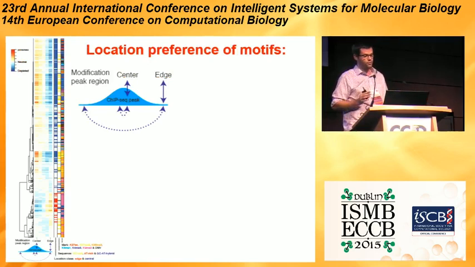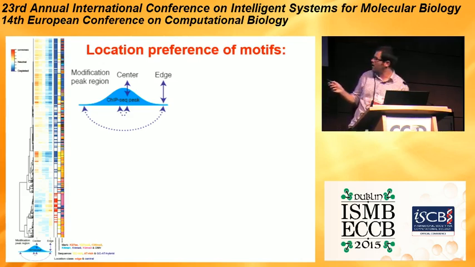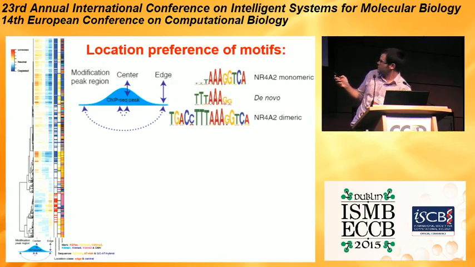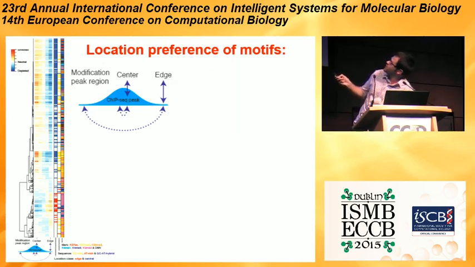A simple thing that we tried was seeing if there's any location preference within peaks. Are they always randomly distributed along the peaks, or are they particularly enriched at the center of the peaks or at the edge of the peaks? This clustering shows the results here. When you get a red showing up here, it means it's particularly enriched in the center. These are kind of neutral with no preference. And then there's a smaller set of motifs which have an edge effect.